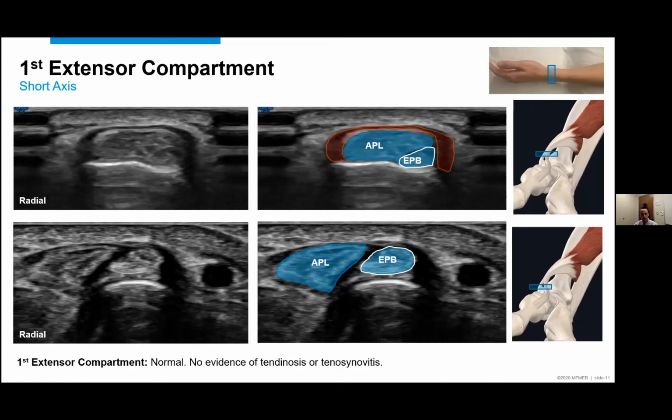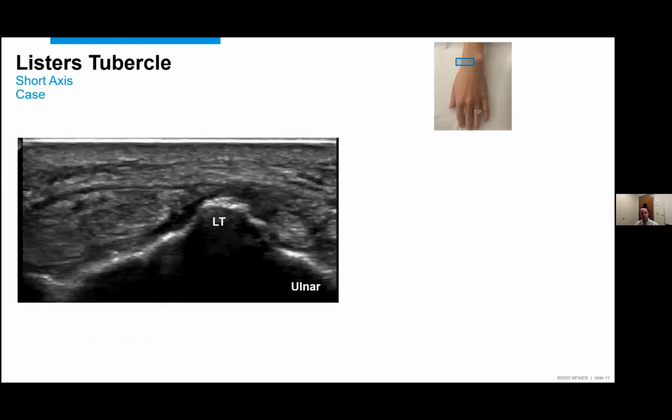So for our patient, things we're looking for: fusion, Doppler, thickening, hypoechogenicity in the tendons, but it was normal with no evidence of tendinosis or tenosynovitis. So that Lister's tubercle is kind of our home base. Here radially, we have the second compartment. Ulnarly, we have the third compartment.